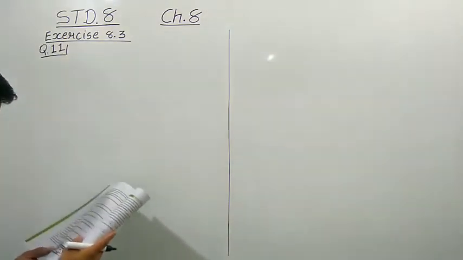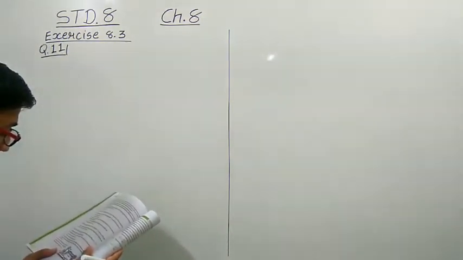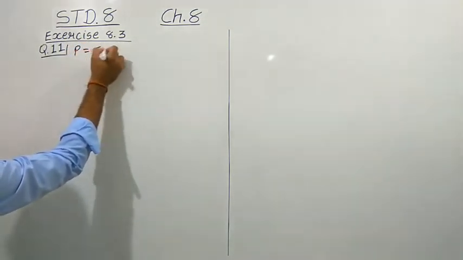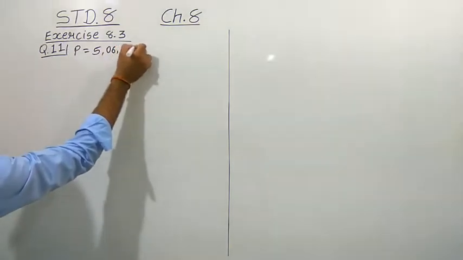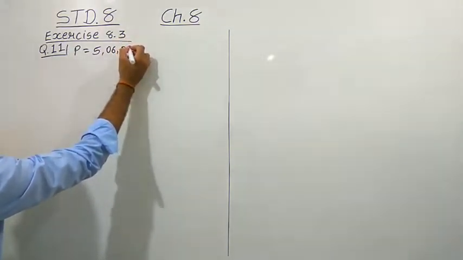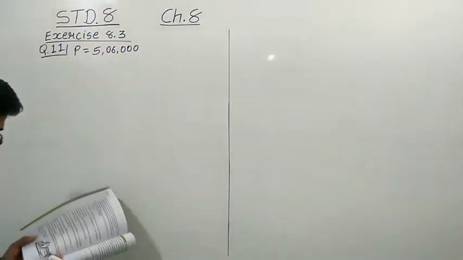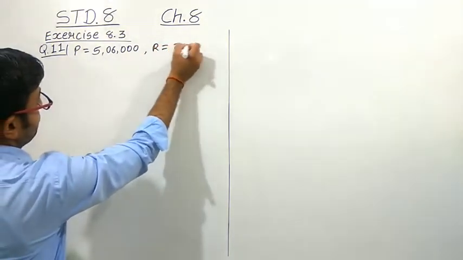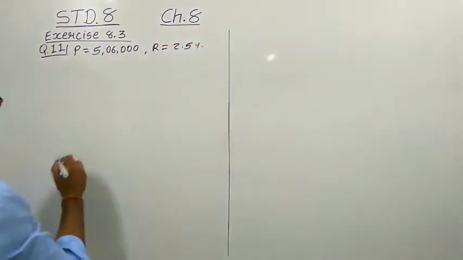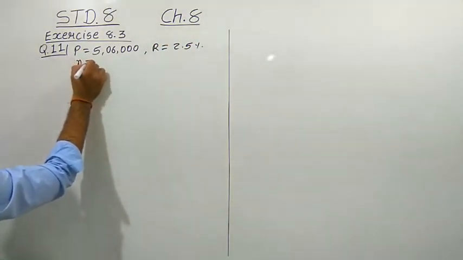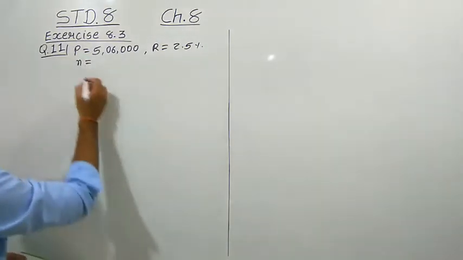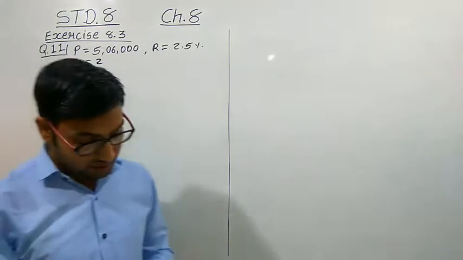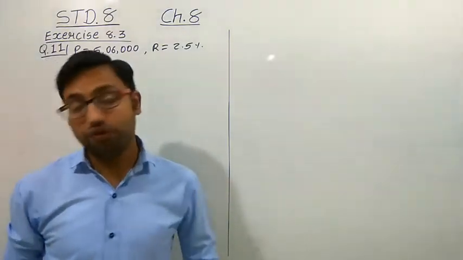See, here we are given how many bacteria there are initially: 5,06,000. So we can consider it as P. The rate of interest R is equal to 2.5 percent. And the time duration is 2 hours, so we take n is equal to 2. So we have to find the bacteria at the end of 2 hours.